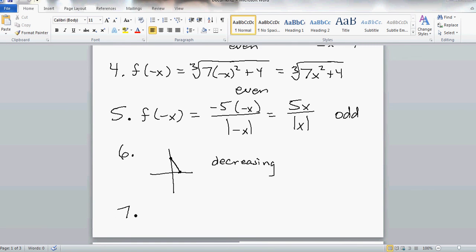Example number 7. We're going from 1 to infinity. Now that's when we're talking x. Well, from 1 to infinity, 1 starts here, and then it just keeps on going this way forever and ever and ever. So this one is also decreasing.